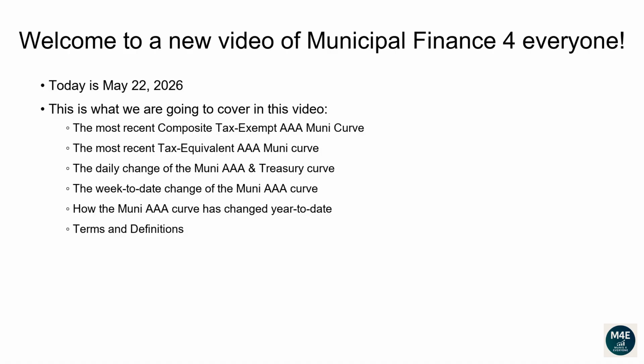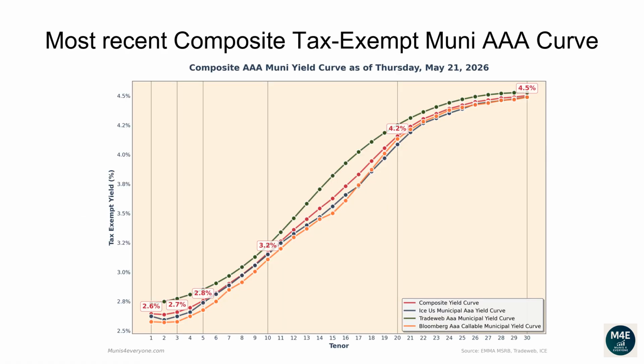Terms and definitions. Let's go over the most recent composite tax-exempt Muni AAA curve. The following composite tax-exempt yield curve is based off the most recent ICE, TradeWeb, Bloomberg yield curves that are available on the MSRB website, plus some proprietary extra adjustments, as of May 21, 2026.